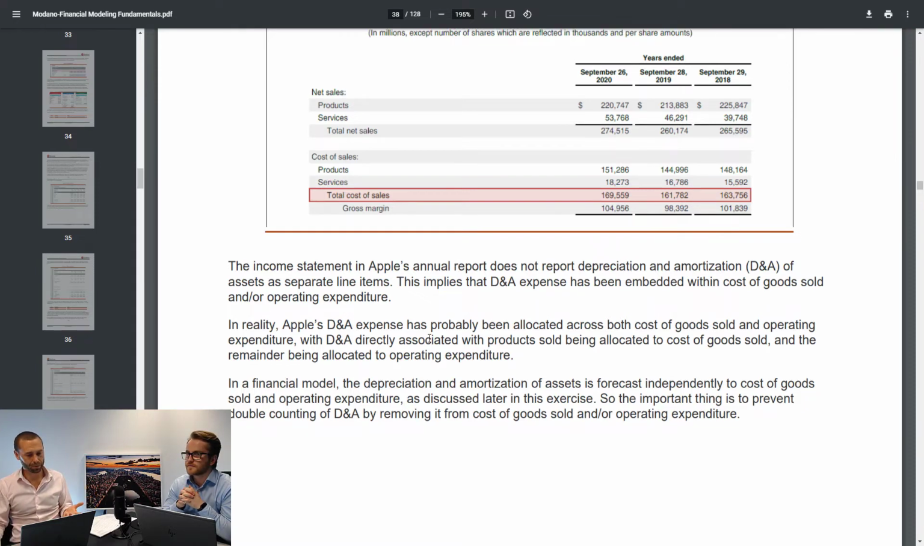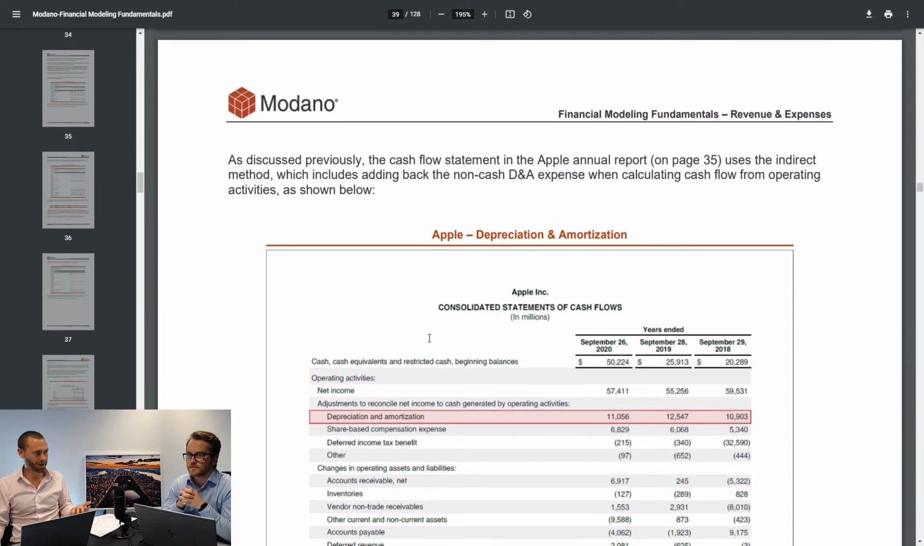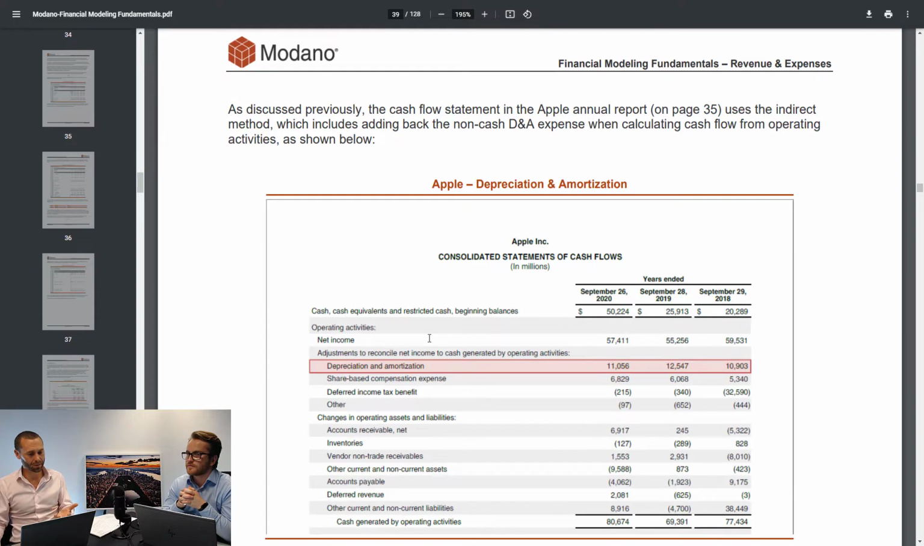So we went through Apple's Form 10K. It's a pretty high-level document. One thing they do have is because they're an indirect cash flow statement, in their cash flow statement, they have the add back of D&A coming through. So you can use that as a guide. It's a pretty solid metric as to what D&A has been included within operating expenses and COGS. We don't know how that's been allocated to OPEX and COGS.